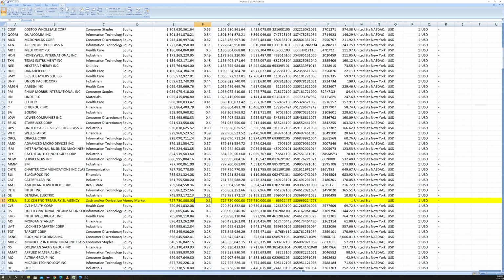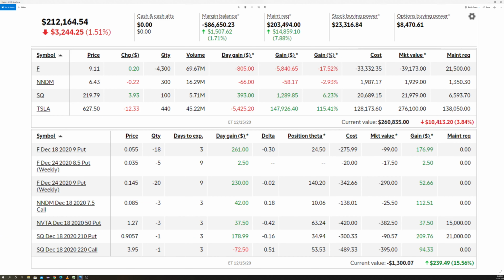Okay, and so let's go ahead and look at those. First, we'll show my current positions on the account. I did a few more trades than I had expected to do. So on Monday, I saw that the Ford share price was up to $9.14. So I went ahead and decided that rather than an $8.50 put, I would sell a $9 put.